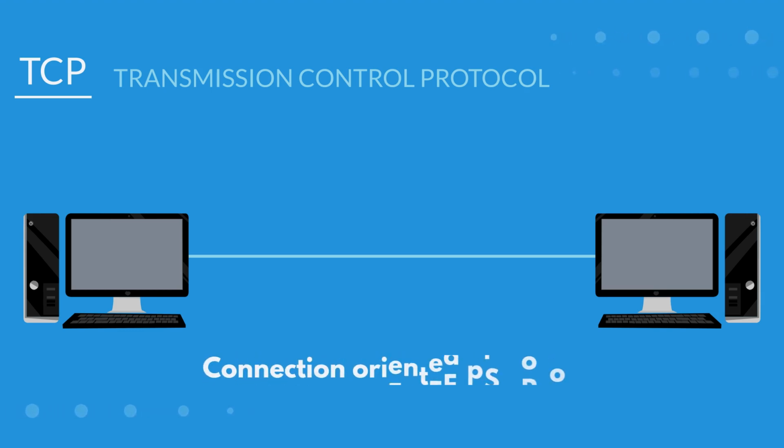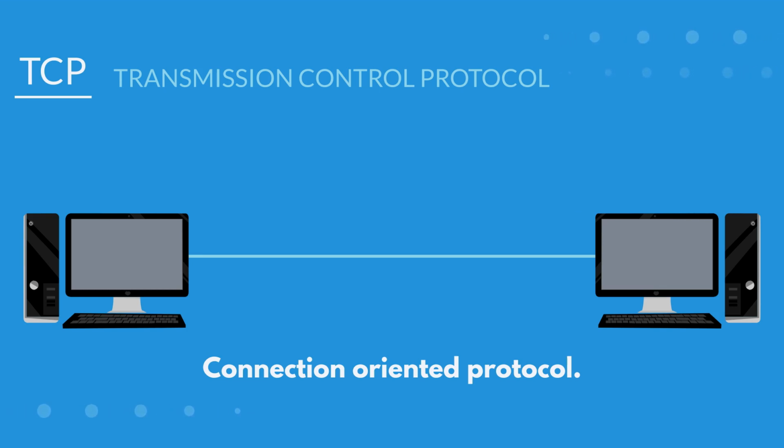Now, TCP is a connection-oriented protocol, which basically means that it must first acknowledge a session between the two computers that are communicating. So the two computers verify a connection before any communication takes place. And it does this by using a three-way handshake.